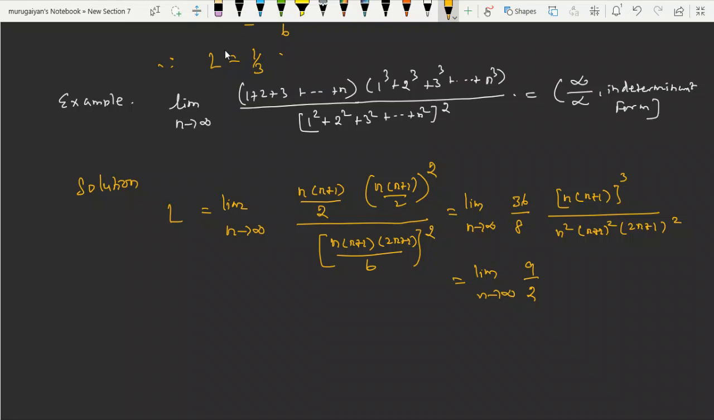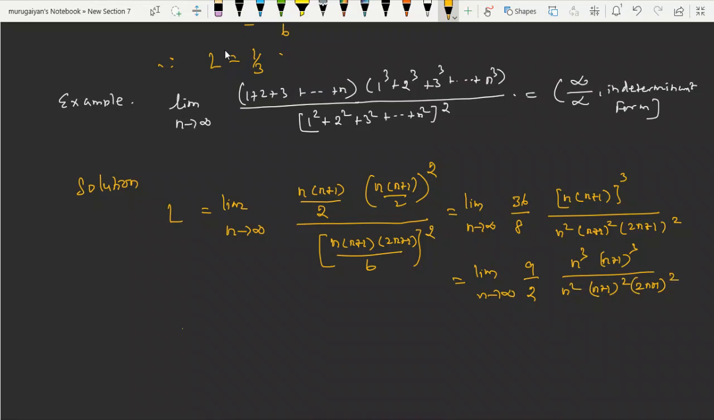The remaining part, we can take n cube and n plus 1 whole cube, and n power n cube, n plus 1 whole cube, and n square, n plus 1 whole square into 2n plus 1 whole square.